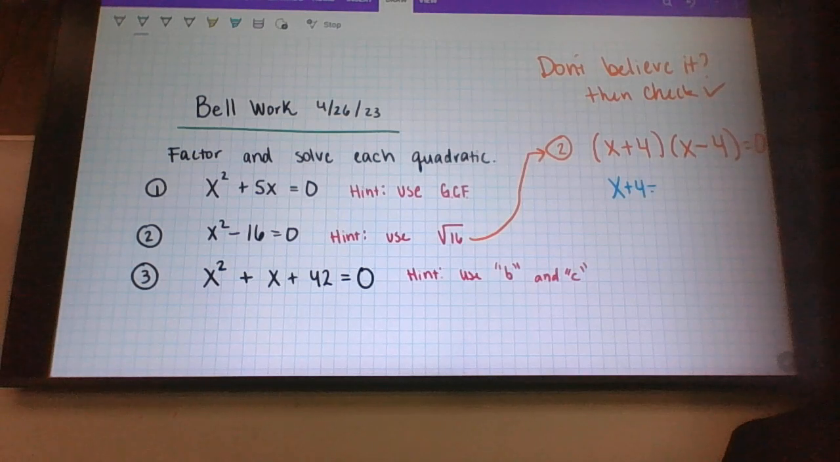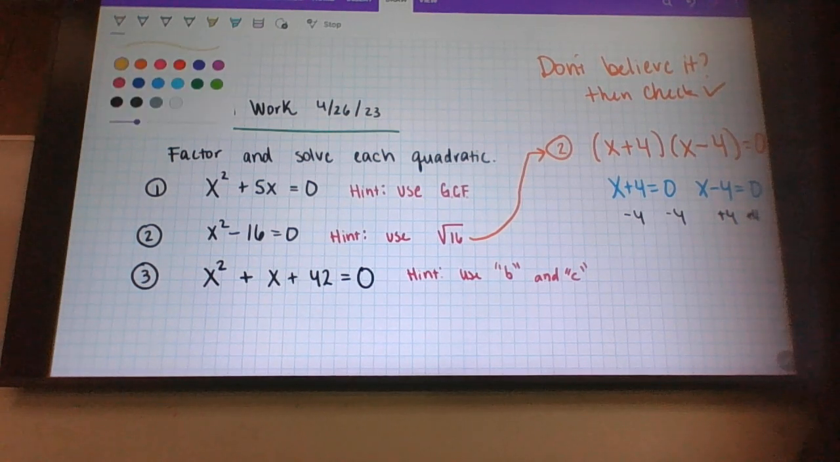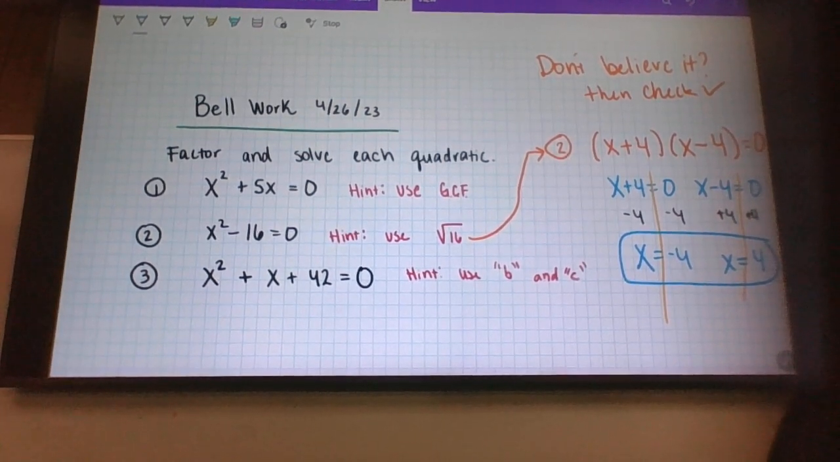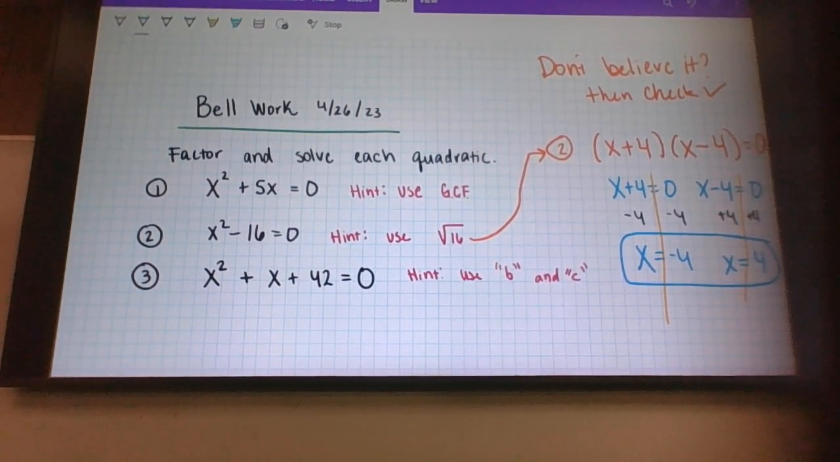So don't stop. We have to actually solve. Make them equal 0. And we have two answers, negative 4 and 4. So because I solved it, I can picture the graph. I have a dot at 4 and negative 4. I know it opens up because it's positive. That's what the graph is.